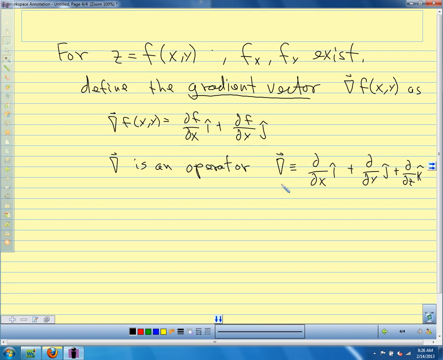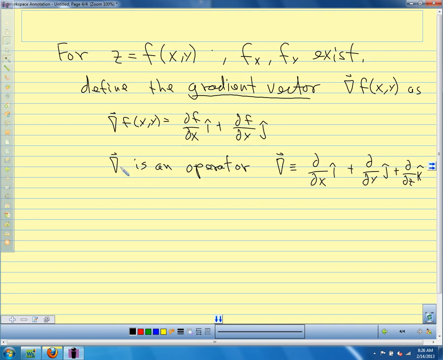Del has to operate on a function or a vector to have any meaning. These partial derivatives don't have any meaning unless we operate on a function to take the partial derivative, and later on we'll use a del operator and operate on other vectors. So this del operator gives us our gradient vector.